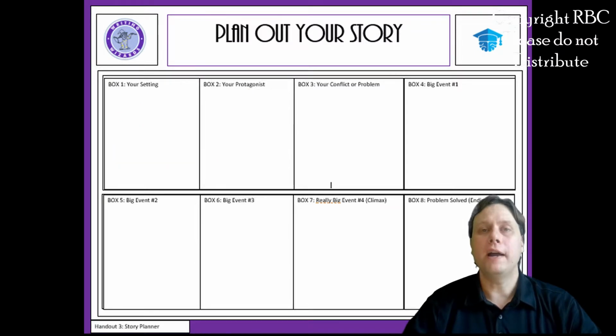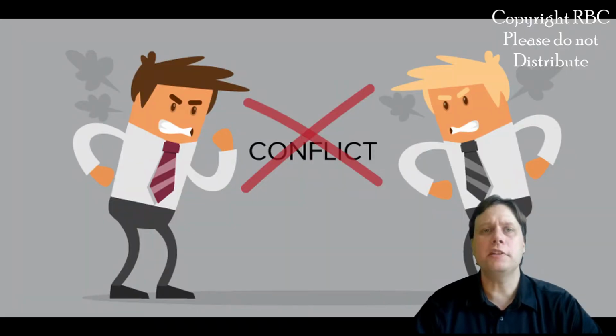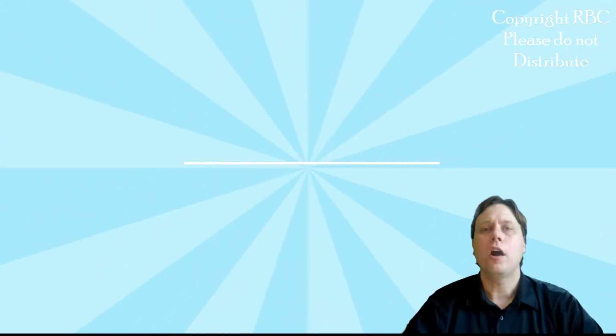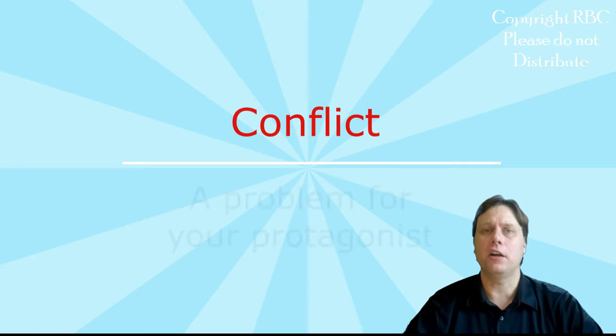All right, so I've described my story world and my main character. Now in box 3, I'm going to bring in the conflict in my story. A conflict is like a problem that happens in a story. Usually it's a problem that our protagonist needs to overcome. Almost every story has a conflict.